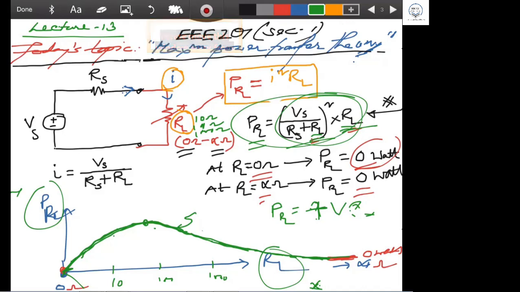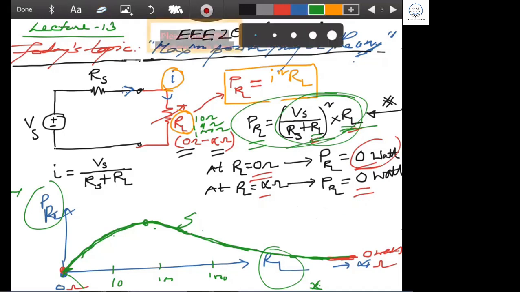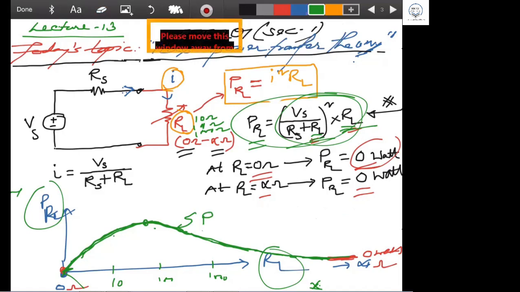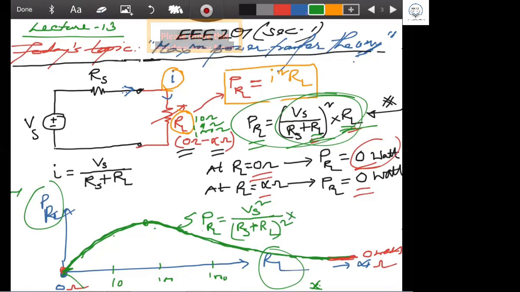So I need to know what you are understanding, otherwise it is all meaningless. Now PRL, I can understand. So this is the equation: Vs squared divided by (Rs plus RL) whole square, into RL. Now you can tell me, sir, what happened to the Vs and what happened to the Rs?